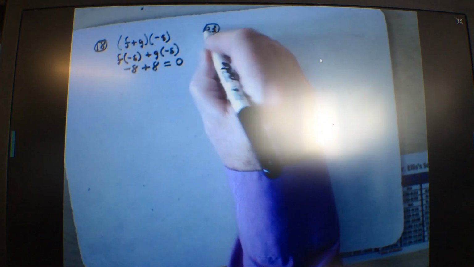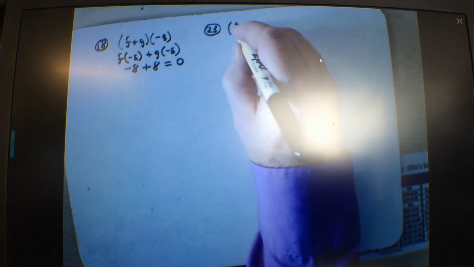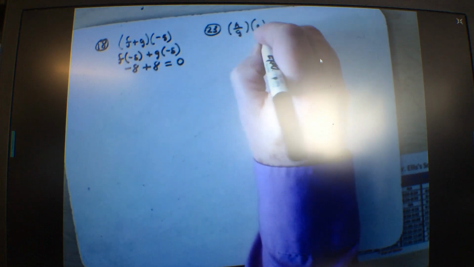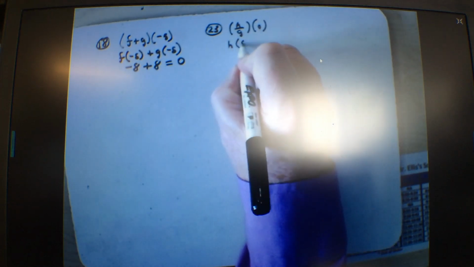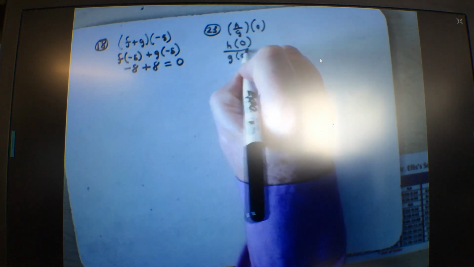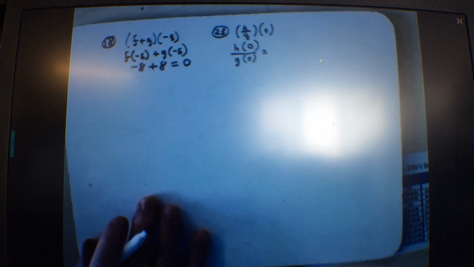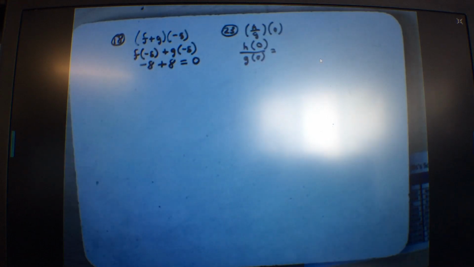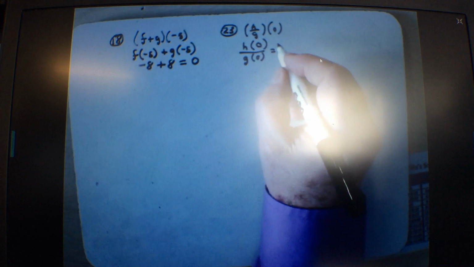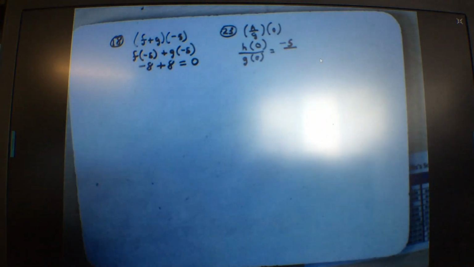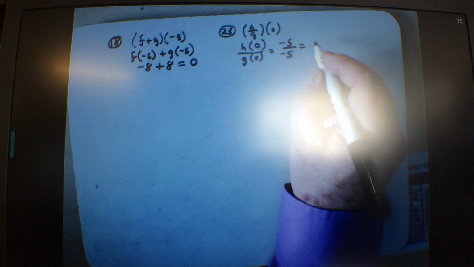Okay, let's take a look at 23. Now I have h divided by g of 0. So I'm going to take h of 0 divided by g of 0. Now remember, if 0 ends up in the denominator, it's undefined. You know that, right? So what is h of 0? Negative 5. Do you all agree? Yeah. What's g of 0? Negative 5. Negative 5 divided by negative 5 is 1.